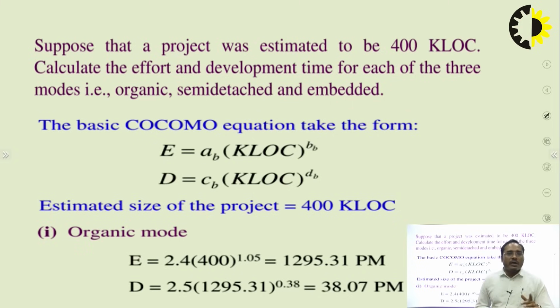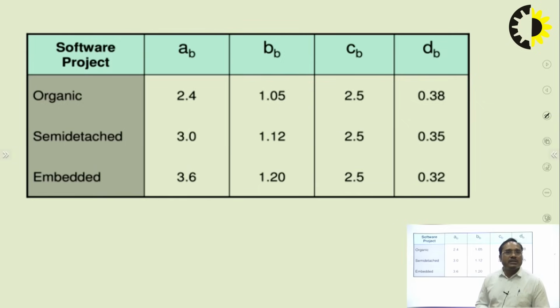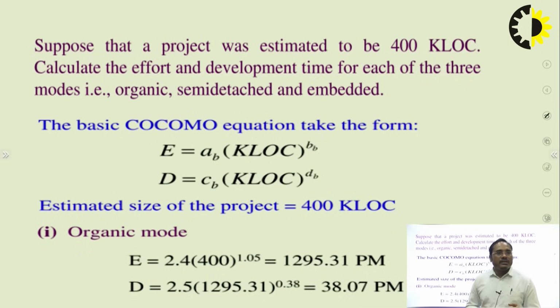The organic model is basically used for small-sized projects. So here you are going to calculate the values of E and D for the organic model. Here A subscript B is 2.4, as you can see in the previous slide. A subscript B is equal to 2.4, B subscript B equals 1.05, C subscript B is equal to 2.5, and the last one, D subscript B, is equal to 0.38. By using these values in this equation, you can easily calculate the value of E.